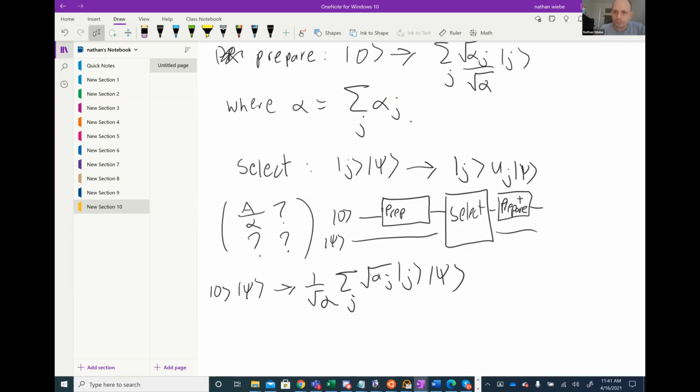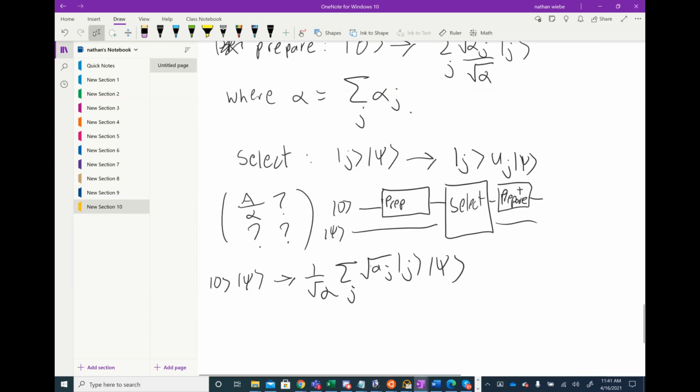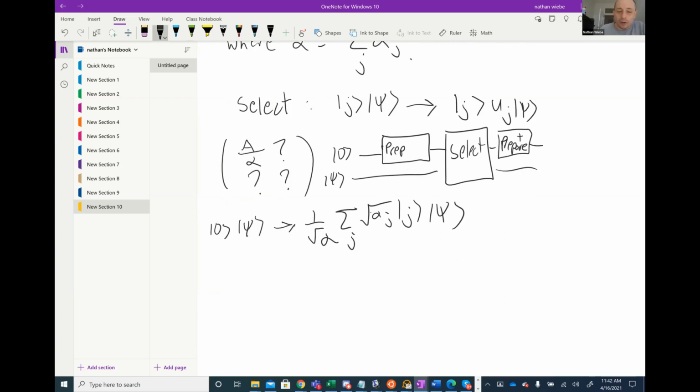In any case, I'll take a stab at the rest of this derivation. So now I've done the prepare operation. I need to do the select, which will just be gluing on a U_j to the psi. Okay, and now I need to unprepare.